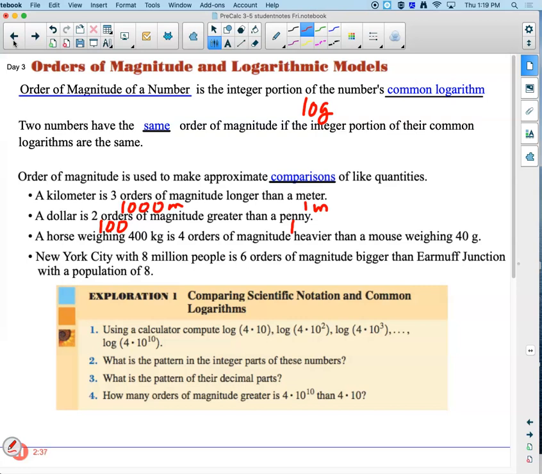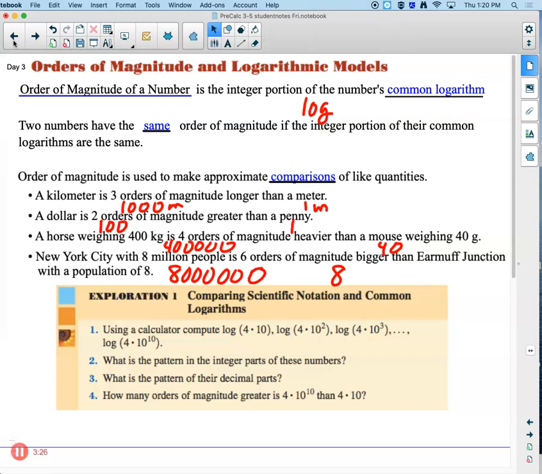A horse weighing 400 kilograms is 4 orders of magnitude heavier than a mouse weighing 40 grams. So I'm going to write this one in the smallest unit too, which is grams. And there are 1,000 grams in a kilogram. So we're comparing the 40 grams to 400,000 grams, and we notice 4 more zeros. So that's our order of magnitude. New York City with 8 million people is 6 orders of magnitude bigger than Earmuff Junction with a population of 8. Yep, it has to do with the zeros, because look at that. We went from 8, and then you look at the 8 million, and we have 6 zeros there.